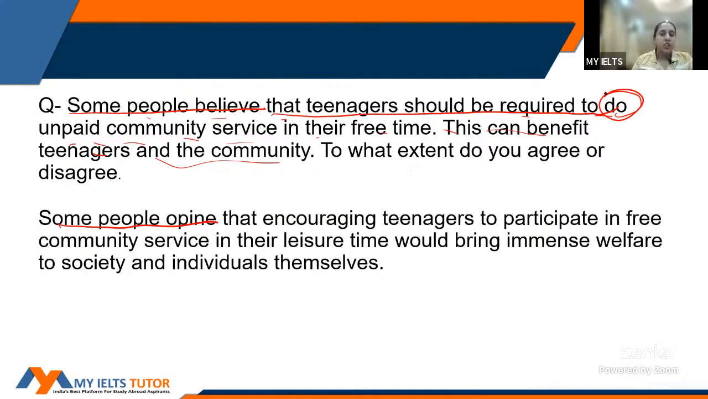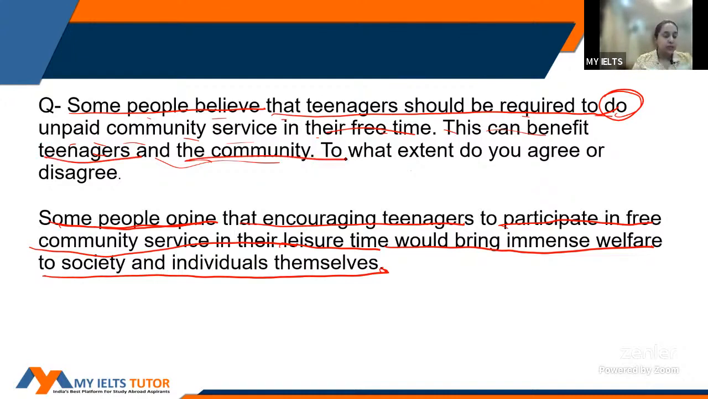Slowly and gradually, you will be improvising, you will be working on different kinds of paraphrasing or restructuring. So we can say some people opine that encouraging teenagers to participate in free community service in their free time, in their leisure time. This is the second sentence. This can benefit teenagers and community. So we will say would bring immense welfare, or would bring immense benefit, immense advantage to society and individuals themselves, teenagers and community. So we have rephrased. This rephrasing, the second one which we are doing right now, is a bit more advanced than the previous one, right? We have tried to use different words. We are still doing the chunking method, but we have restructured and used more advanced words in this.